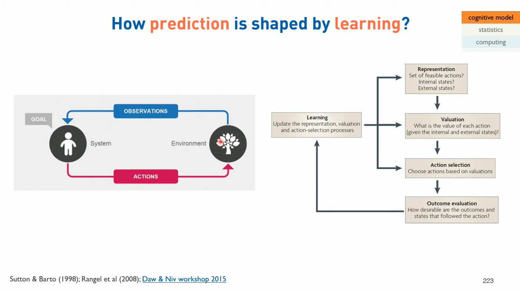Are the internal and external states the same as in Karl Friston's free energy principle? Like, the internal states are the internal models and the external states are the environment, or is this something different? This is slightly different. Yeah.